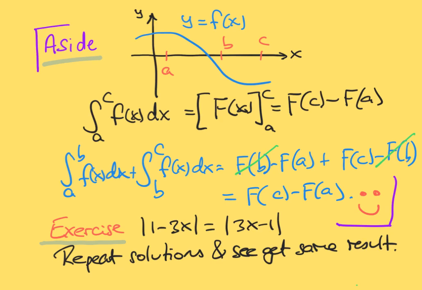To complete the video, I'd like to recommend to you that you take an exercise. So the modulus of 1 minus 3x is of course exactly the same as the modulus of 3x minus 1, because these two things are the same up to an overall minus sign, and the modulus function just makes them positive. So why don't you look at this and just repeat the solutions and see you get the same result. You're doing exactly the same thing. You can do it with geometry, you can do it by calculating the integrals, and everything will give you the same results. And I think that's a nice thing to do.